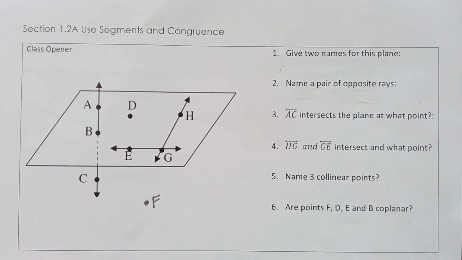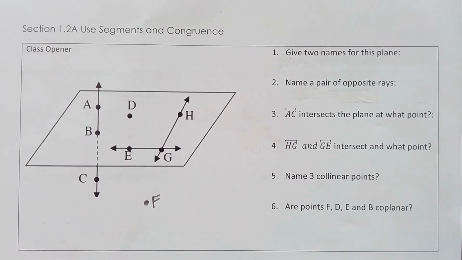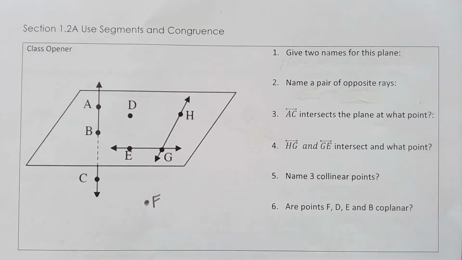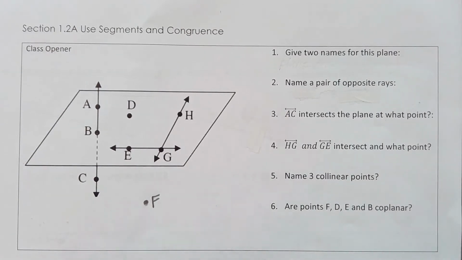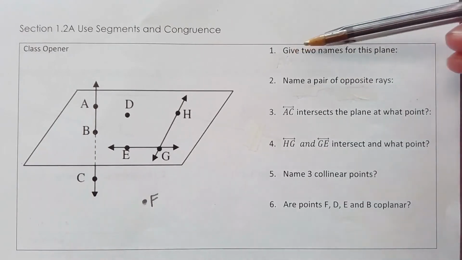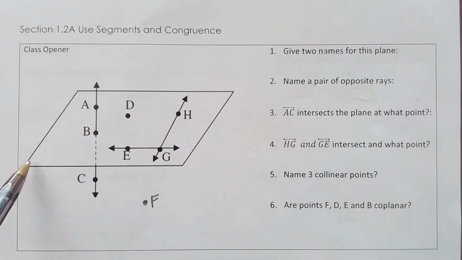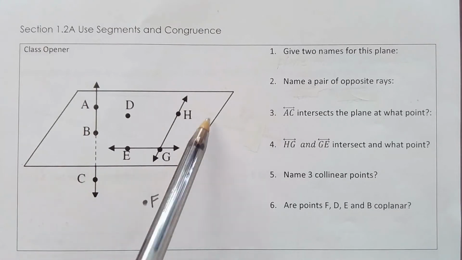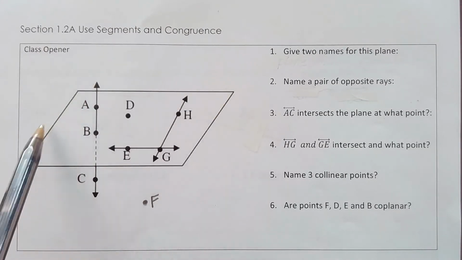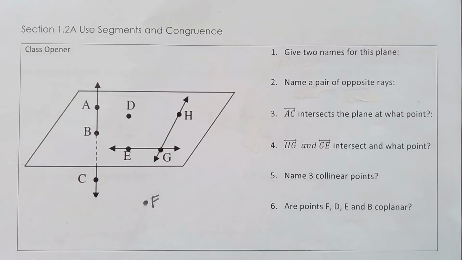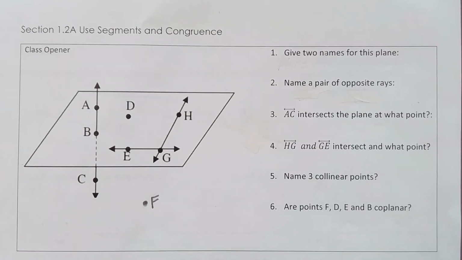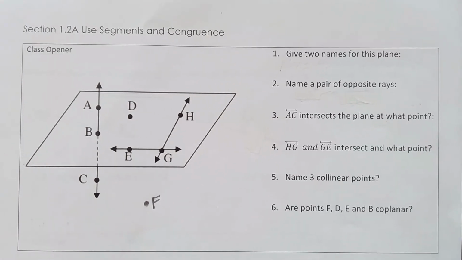These notes are going to cover section 1.2 of our geometry textbook. You may want to pause the video and try to answer the questions on this opener. I'm going to go ahead and get started. So the first question we're going to answer is to give two names for this plane. This plane is the plane that's represented by this parallelogram-looking shape. And what we want to do is just name any 3 points on the plane.